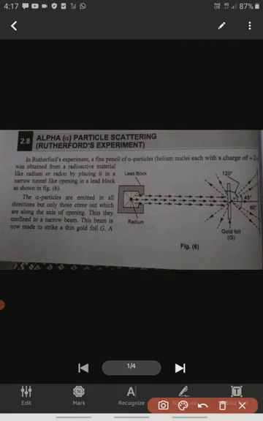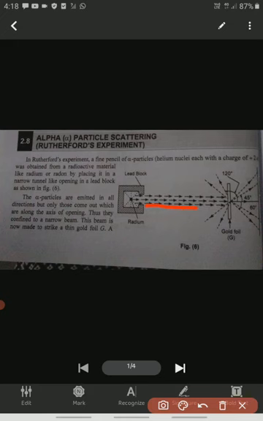This lead block has an opening, just like a tunnel. The radium material gives off alpha particles, but these alpha particles move in different directions. Alpha particles are emitted in all directions, but only those come out which are along the axis of the opening.